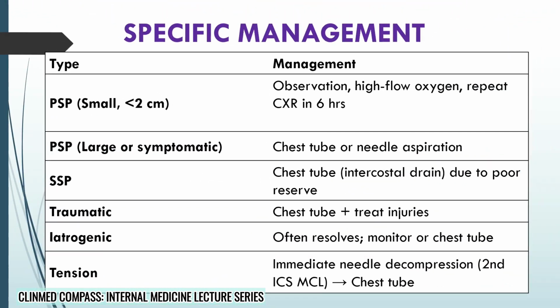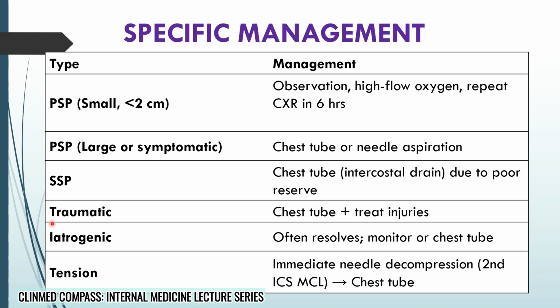This is a summary of management options in pneumothorax. For the primary spontaneous pneumothorax, for the small pneumothorax, observation and high flow oxygen can be given. For the large or symptomatic primary spontaneous pneumothorax, needle aspiration or chest tube drainage. For the secondary spontaneous pneumothorax, chest tube drainage because they usually have poor reserve. For the traumatic pneumothorax, chest tube drainage and treat associated injuries.